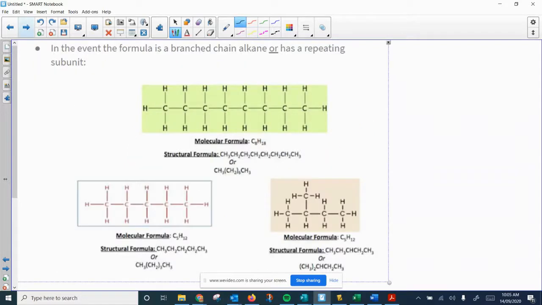Lastly, a structural formula. So in this case, we've got CH3 at one end, a CH3 at another end, and a whole bunch of CH2s in the middle. We have 1, 2, 3, 4, 5, 6 CH2s in a row, sandwiched between the CH3s. This is a condensed structural formula. Any repeating subunits are put in brackets, and how many there are in a row, listed afterwards.